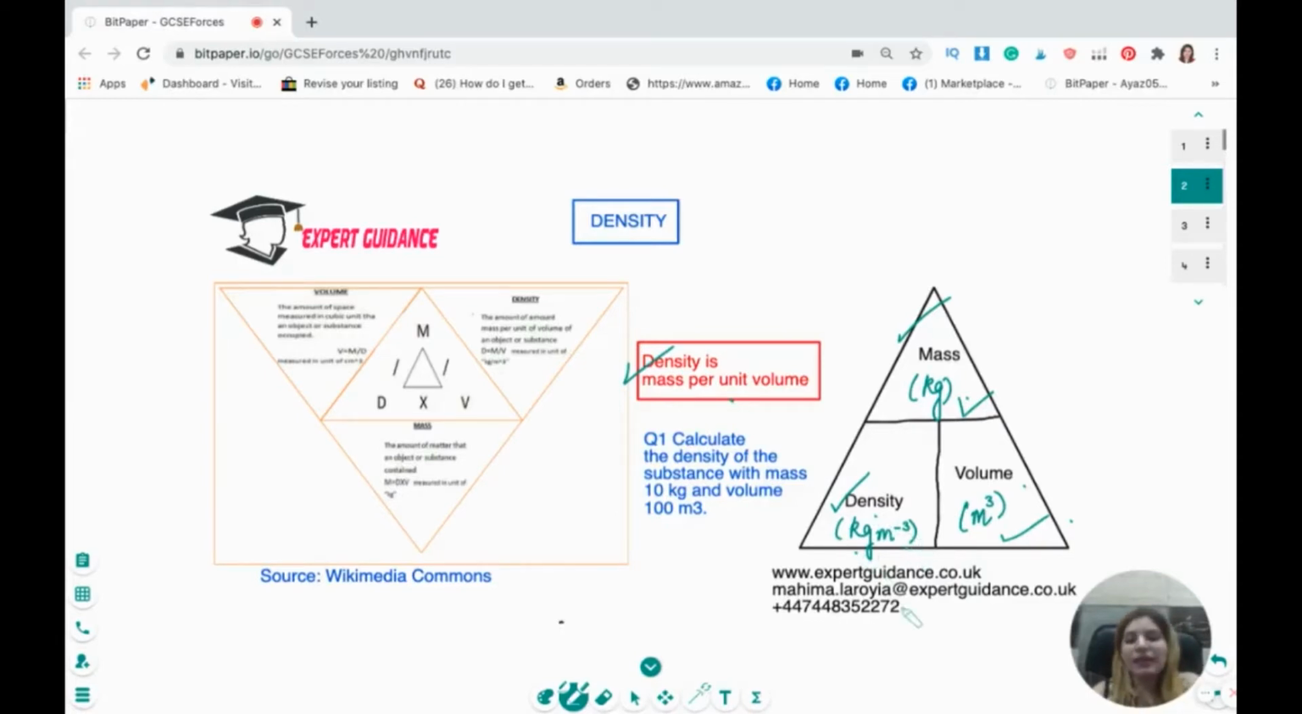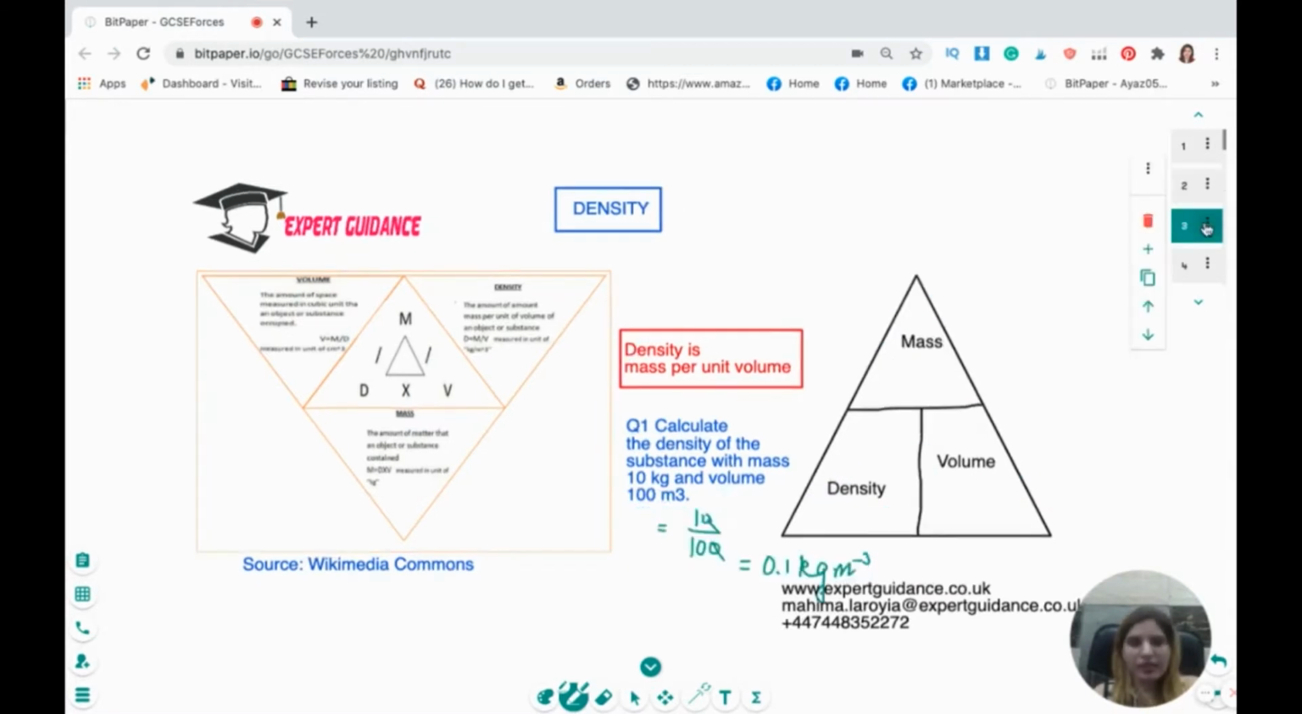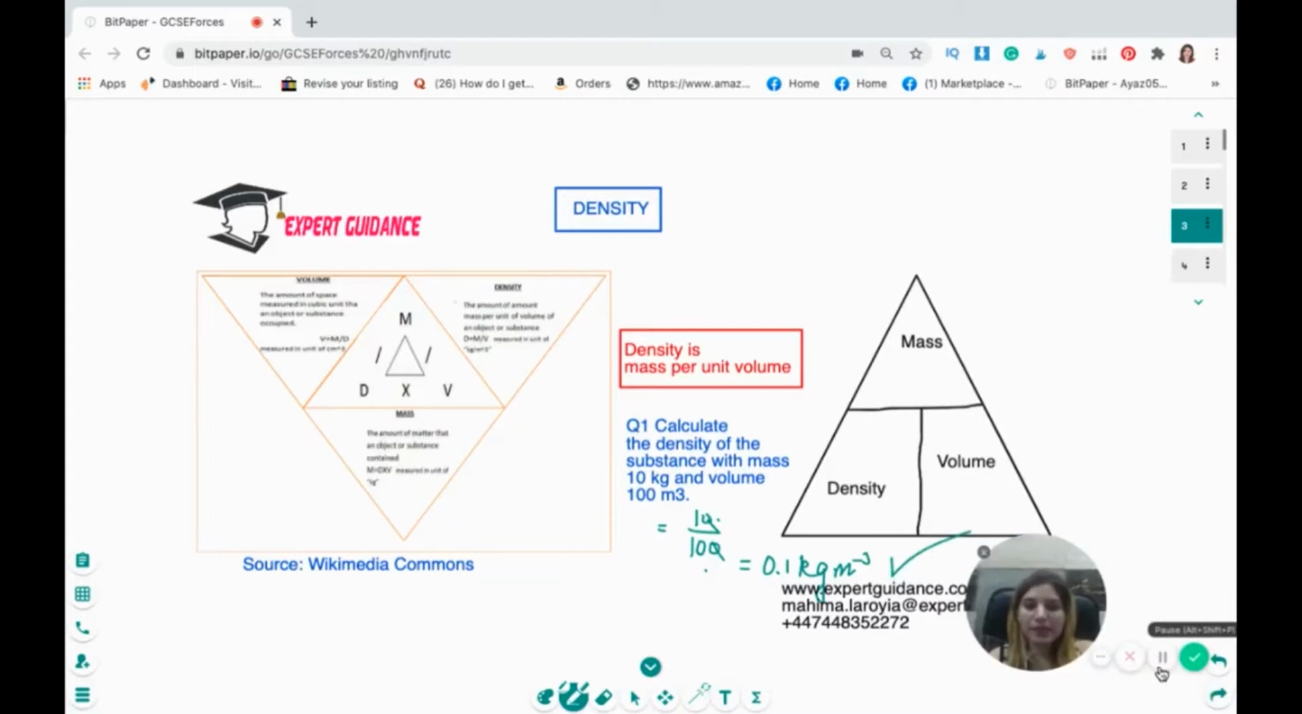Now, in the exam, they can ask you to find the density, or they'll give you the density and ask you to find the mass. To find the mass, you'll be doing density times the volume. Or in case they ask you to find the volume, you'll be doing mass over the density. So let's look at an example. Calculate the density of a substance with the mass of 10 kg and volume 100 meters cubed. Density is mass over volume, so we'll do 10 over 100, which will be 0.1 kilograms per meter cubed.